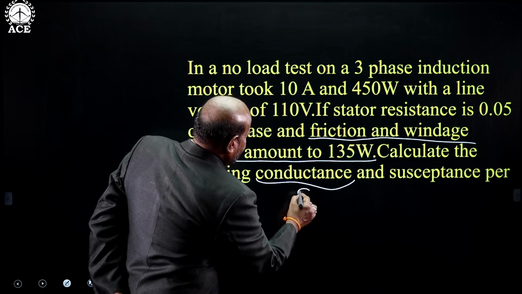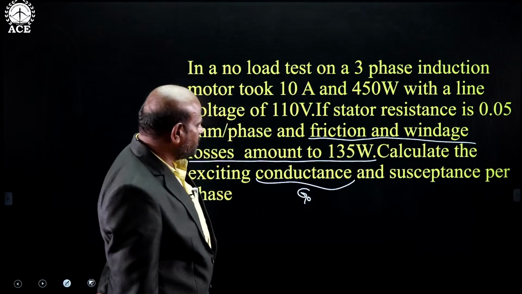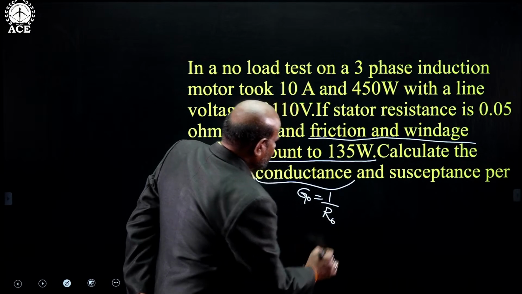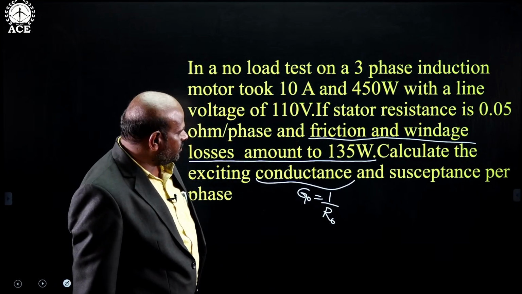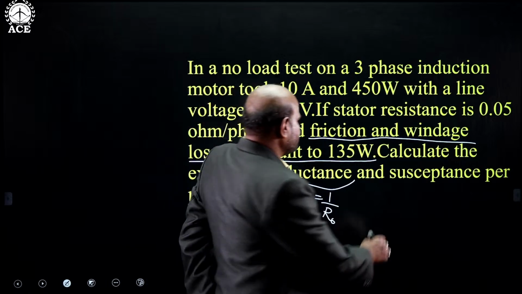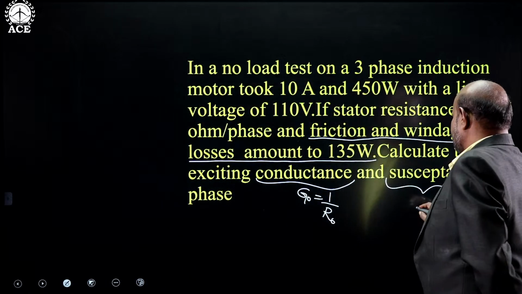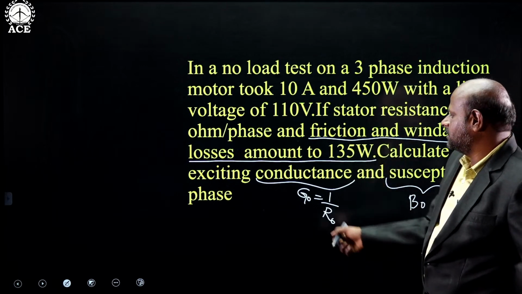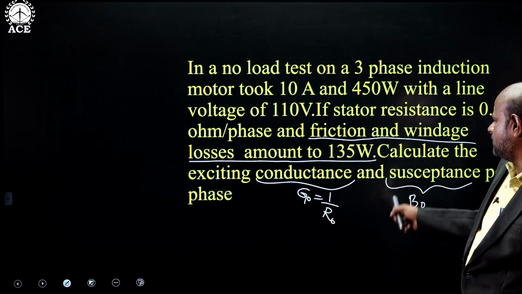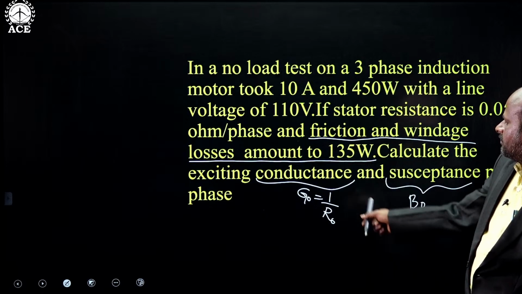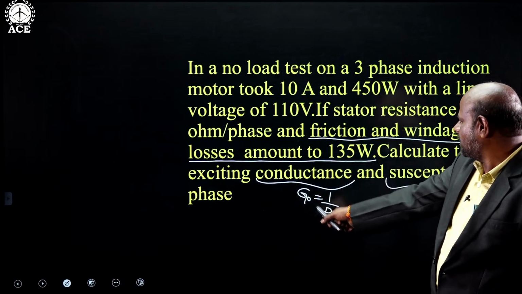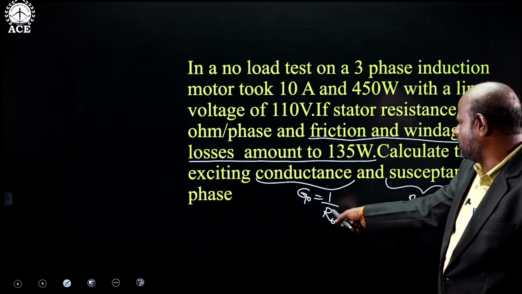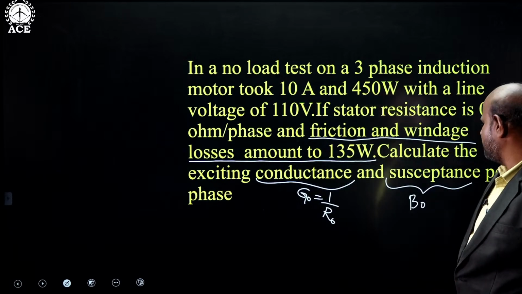Conductance means G0, which is the reciprocal of R0. From the no-load test data, we have only calculated R0 and X0. This is B0. But this is a different problem he has asked. Generally, we calculate R0 and X0, but he is asking for the reciprocal of those values, G0 and B0.